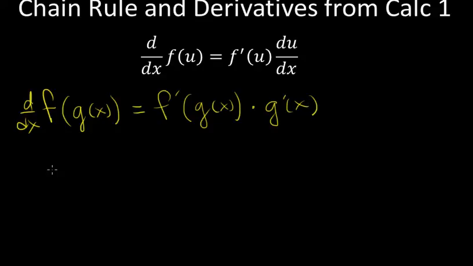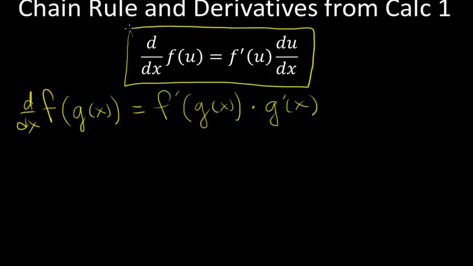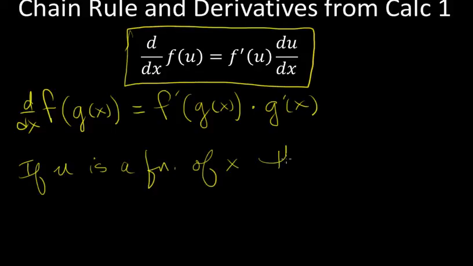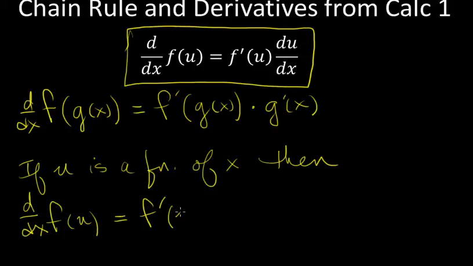So now all we're saying here, and again this will be what I'm going to use in Calculus 2, stating it this way, it's exactly the same thing. We're just saying that if u is a function of x, then this f of g of x is f of u. And if we want to differentiate it with respect to x, we get f prime of u, or g of x, times the derivative of u with respect to x, which we'll write du dx.